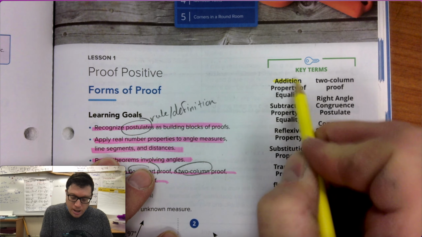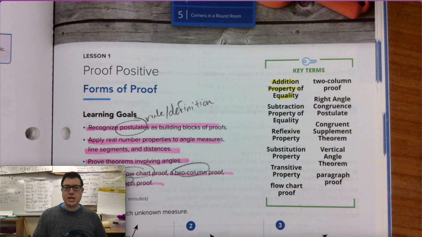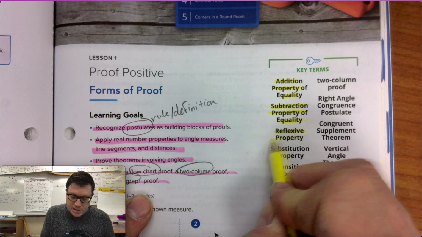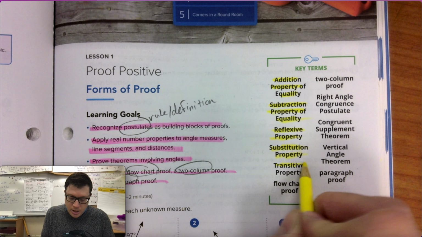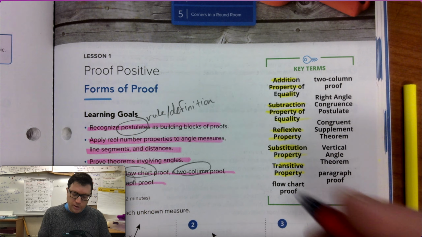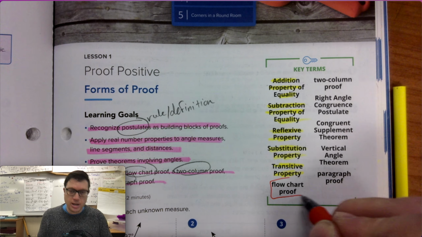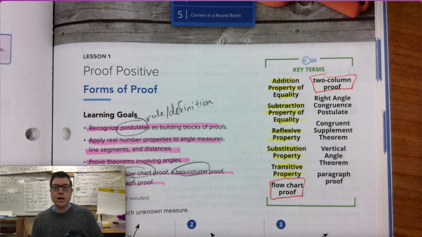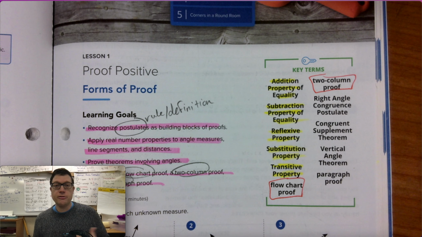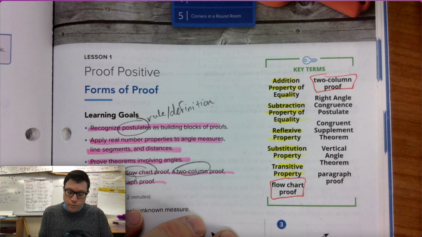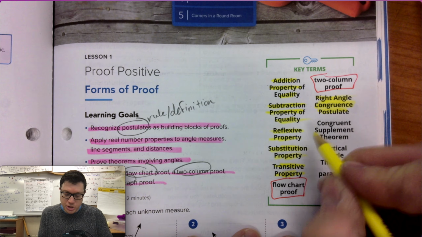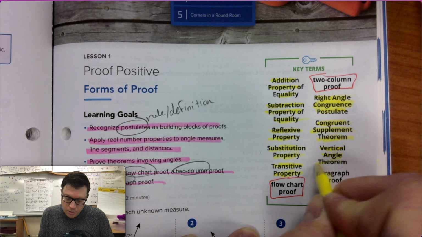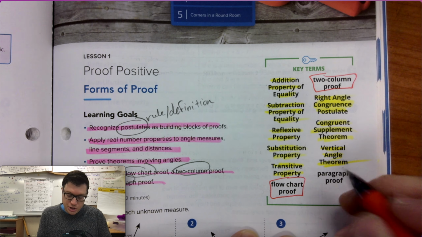I'm going to choose a different highlighter color. I want to say that addition property of equality is a vocab word, a key term you should know. Subtraction property of equality, reflexive property, substitution property, transitive property. I'm not going to highlight a flowchart proof, but I will box it. I want to make sure that you know what that is. Or a 2-column proof. I'm not going to highlight it, but I want you to be aware of it as a vocabulary word. I am going to highlight right angle postulate, congruence postulate, congruent supplement theorem, and vertical angle theorem. And last of all, I'm just going to draw attention to paragraph proof.